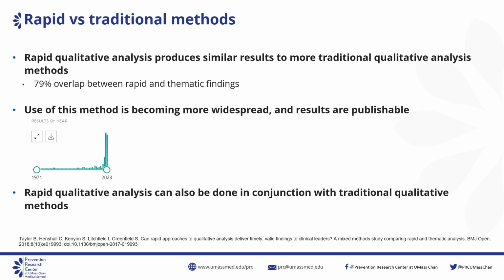So when comparing rapid methods to traditional qualitative methods, studies have found a high level of concordance between the two. The study that's cited here found about 80% overlap between rapid findings and traditional thematic findings. These methods have become more widespread, especially within the implementation field.